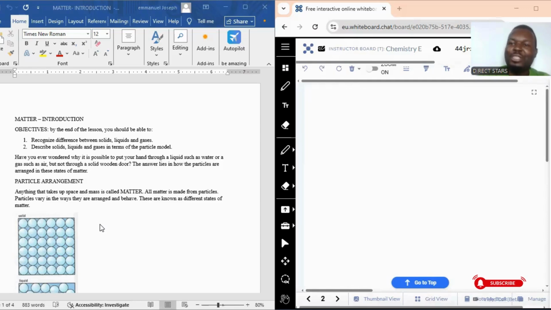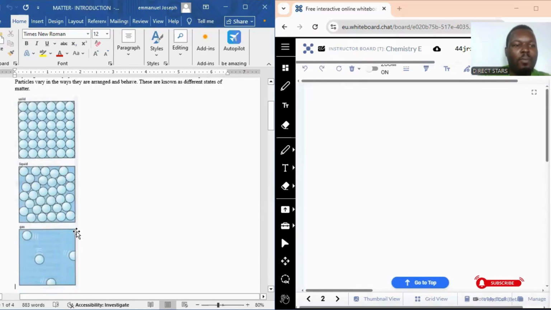Let's start with the solid. The particles in the solid state of matter are closely packed together. There is no space. They are all lumped up together, and this, as a result, makes them rigid.